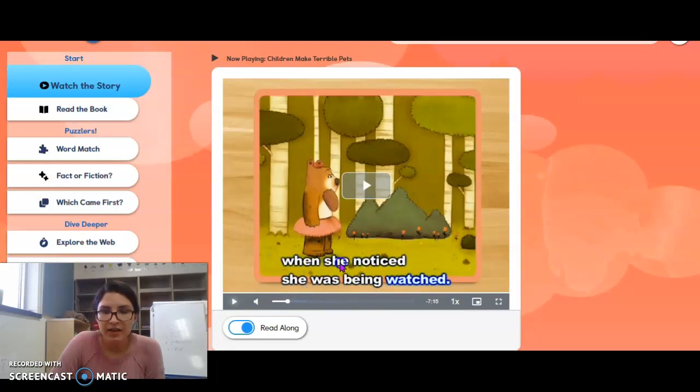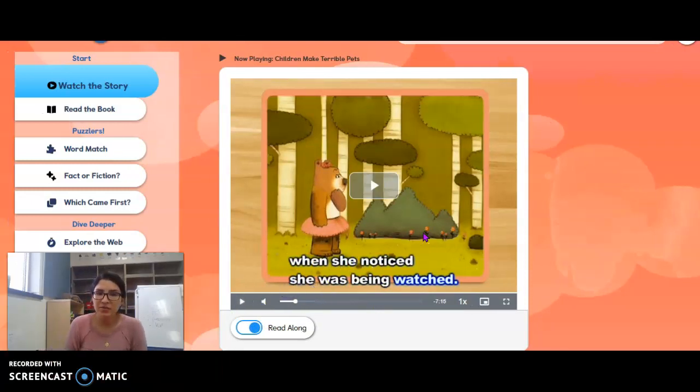The word she, that's a good clue that this story might be third person. Remember, he, she, they is third person point of view. Let's keep listening, see if we hear any more clues.